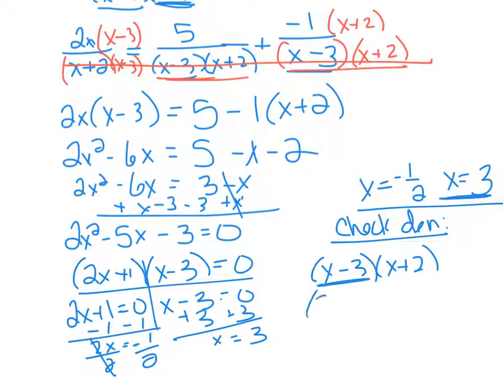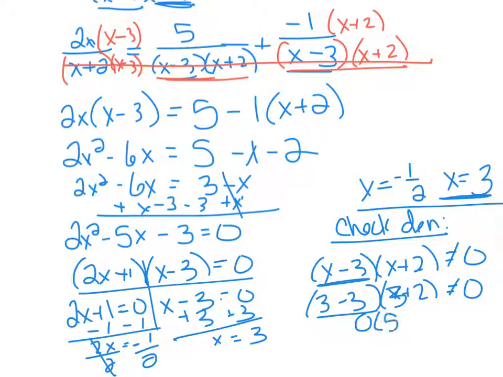So if I plug 3 minus 3 in here, remember the denominator can't equal 0, and x plus 2, or sorry, 3 plus 2. So when I do this, 3 minus 3 is 0, so this becomes 0 times 5, which is equal to 0. So what that means is this 3 must be rejected. So we do a reject here.